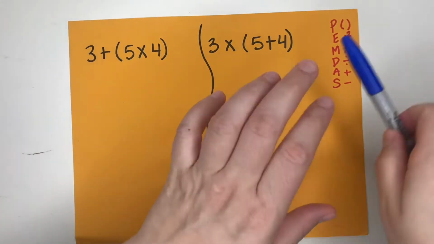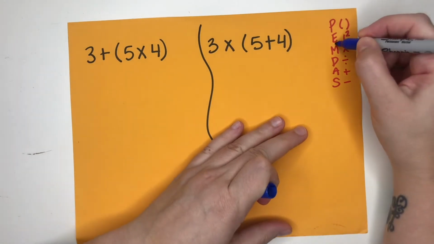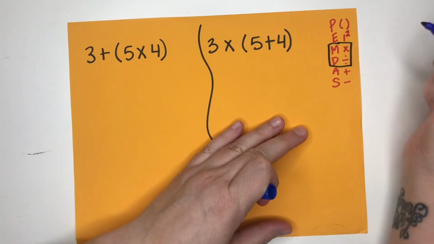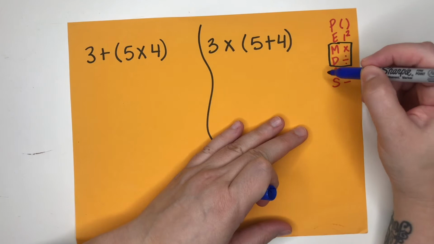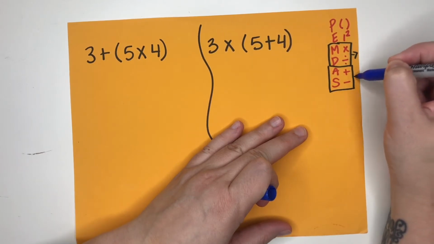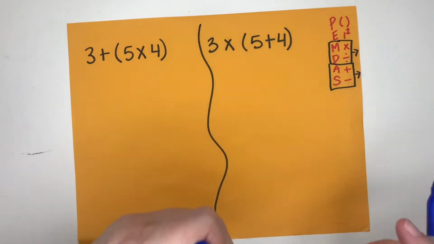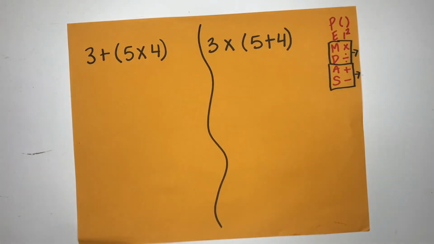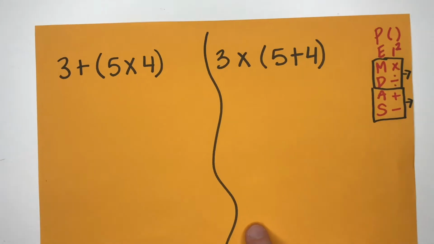Now, it's important to know that when you get down to these steps, these two are equal in weight, and you just work from left to right. And same with these, you're going to work from left to right when you encounter them in your problem. So let's go ahead and zoom in here on these two problems we have.